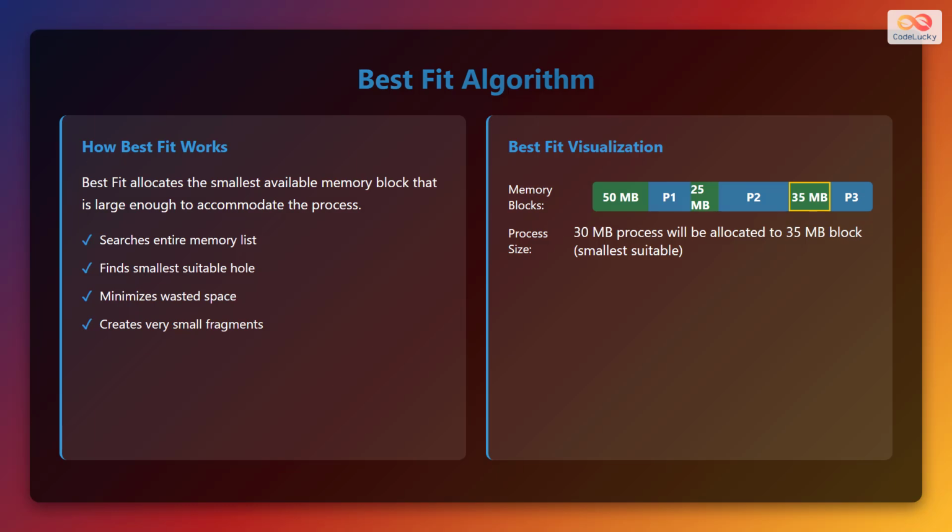Here's a visualization. If we have multiple memory blocks of varying sizes and a process that requires 30 megabytes, the best fit algorithm will allocate the process to the 35 megabytes block, as it is the smallest block that can accommodate the process.